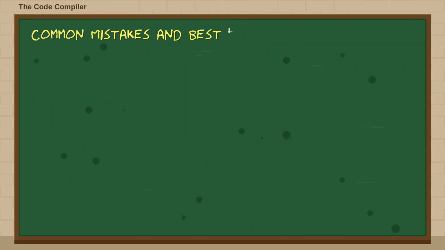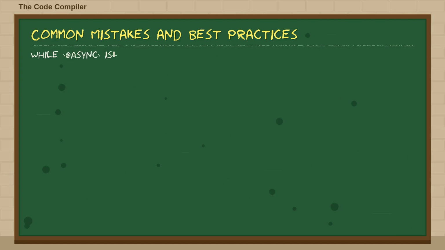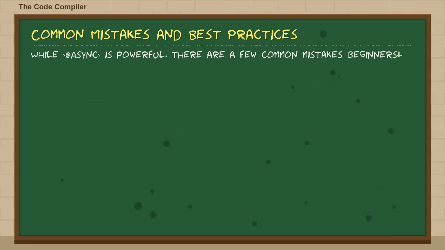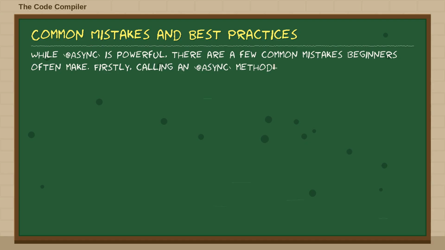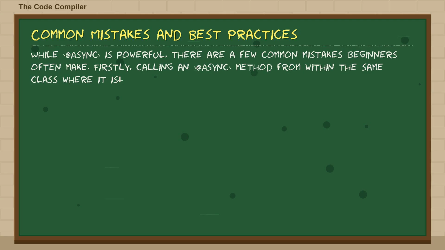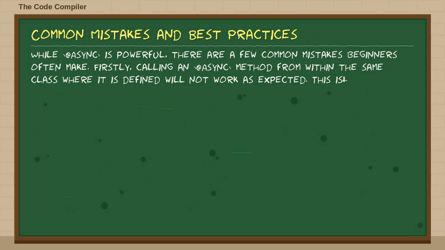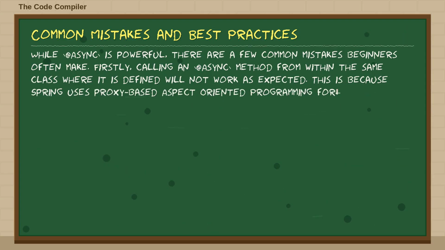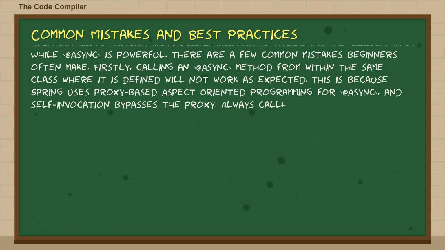While @Async is powerful, there are a few common mistakes beginners often make. Firstly, calling an @Async method from within the same class where it is defined will not work as expected. This is because Spring uses proxy-based aspect-oriented programming for @Async and self-invocation bypasses the proxy. Always call @Async methods from another Spring-managed component.